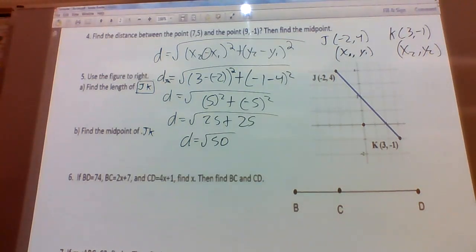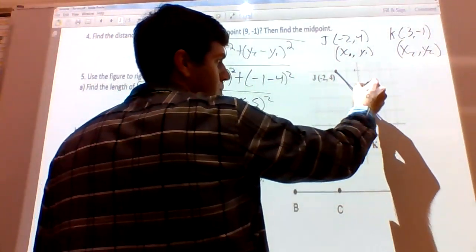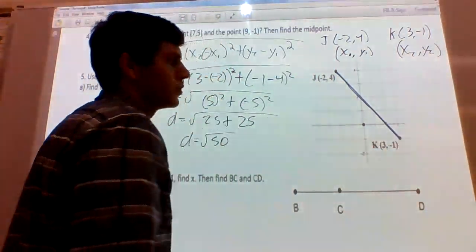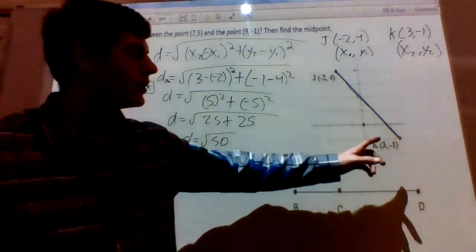Which is going to be about 7.05 or something like that, right? 49 is 7 squared. 64 is 8 squared, so probably 7.4 2 or 1 or something like that. Okay? So the distance, the length of this segment, the distance between these 2 points is the square root of 50. Does it make sense? Does that look like it's about 7 units long?